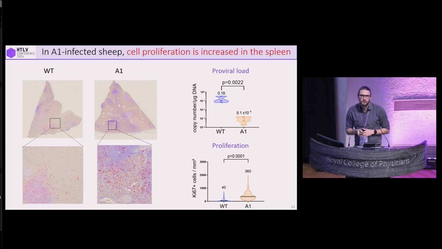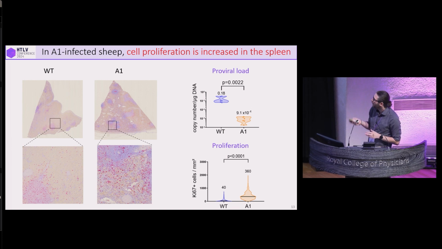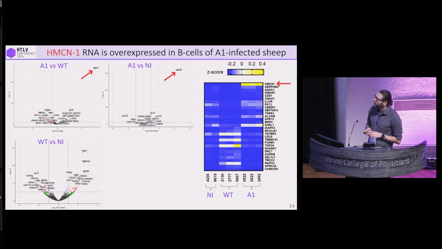So then, in order to understand a little bit more about how those phenotypes can be observed, we performed RNA sequencing on the RNA extracted from the B cells, which is the cell type that BLV infects. And we saw that there were different genes that were up- and downregulated, but there was one gene in particular that was highly upregulated when we compared the A1 injected sheep to the wild type, but also compared to non-infected control. So NI means non-infected.